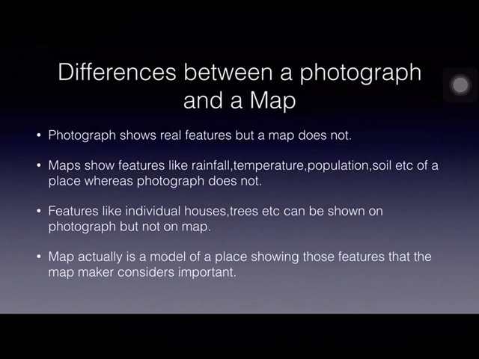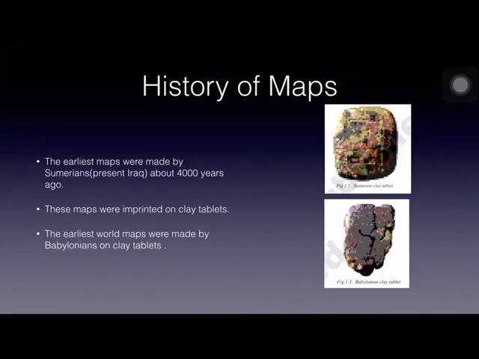And the next one is that individual houses and trees can be shown in a photograph but not on a map. We can show on a map a continent or a country or a state or a district. We cannot show the trees and the individual houses which are there in that country, state or district. Such things can be shown in a photograph. Now, as I already told you, a map is a model of a place. It is not the real place. It is only a model of a place showing those features which the map maker considers important. These are the differences between a photograph and a map.